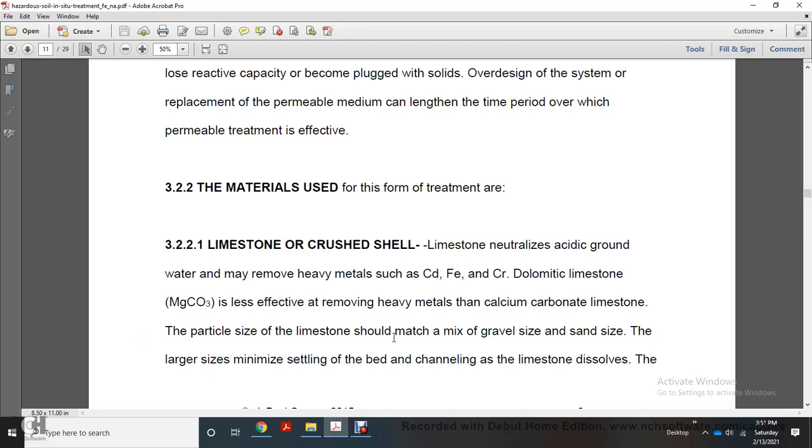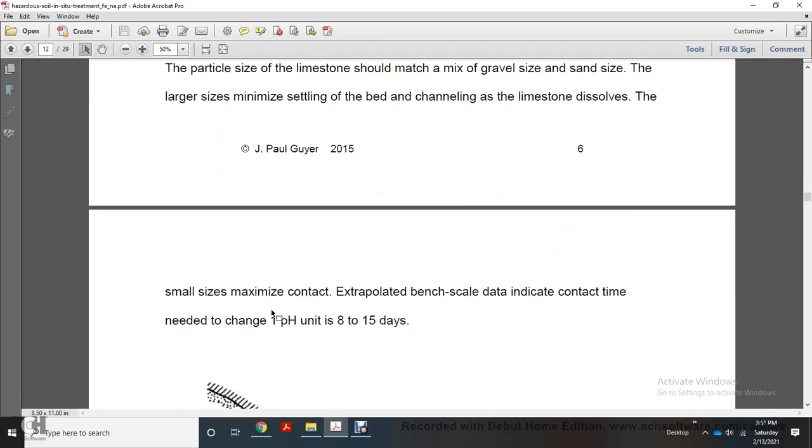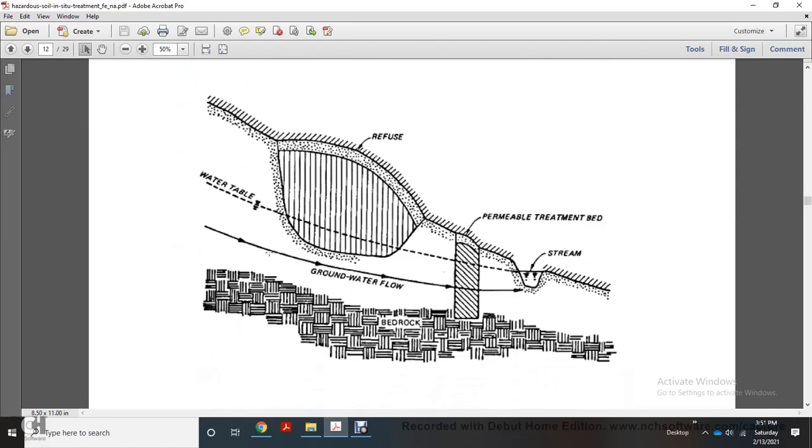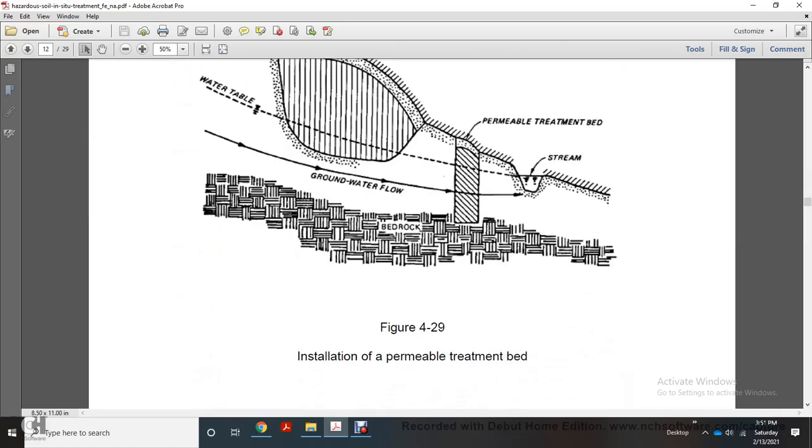Mixing gravel and sand sizes, large size minimizes settling of the bed and channeling as the limestone dissolves. Small size maximizes contact. Bench scale tests indicated the contact time needed to change one pH unit is 8 to 15 days. The figure shows the water table, the groundwater flow, the bedrock, the stream, the permeable treatment bed, and the refuse.